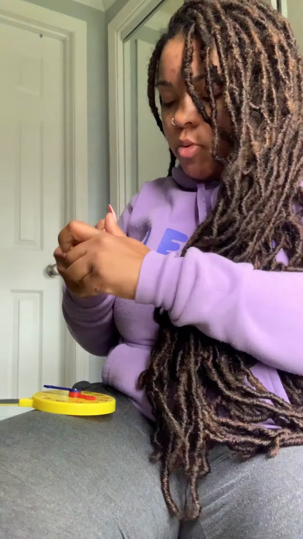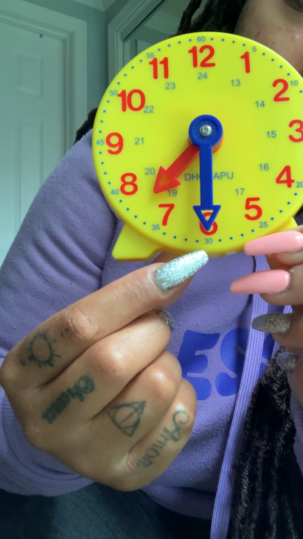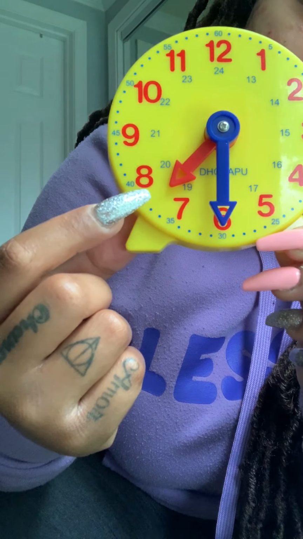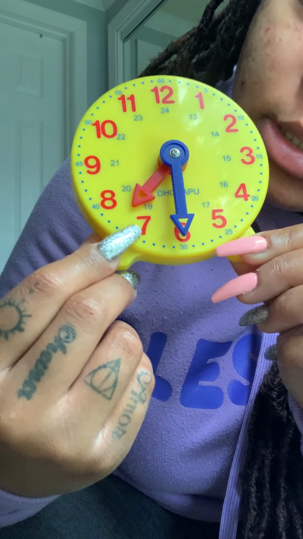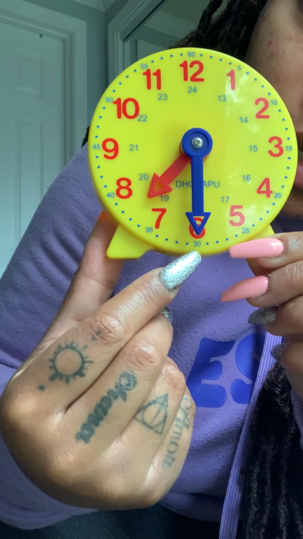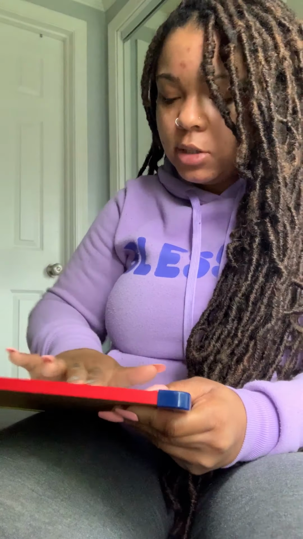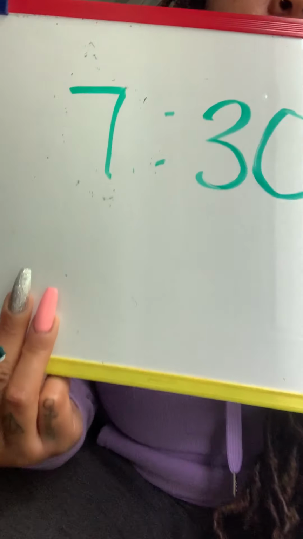Still going around together. So now we have our minute hand on the 6, which is always going to be 30. And our hour hand is in between 7 and 8. It did not get to 8 yet, so it's got to be 7. So the time is 7:30, okay? So I'm going to write 7:30 down on my digital clock so you can see. 7:30.